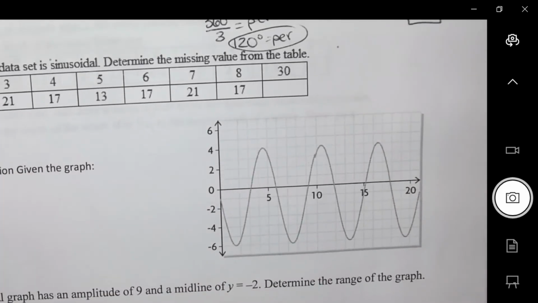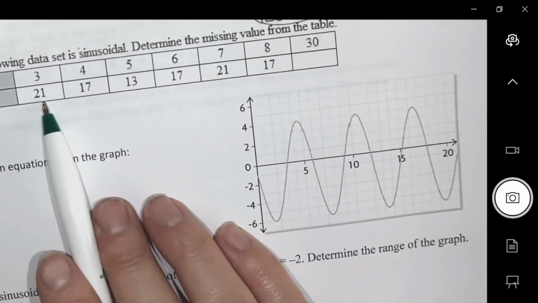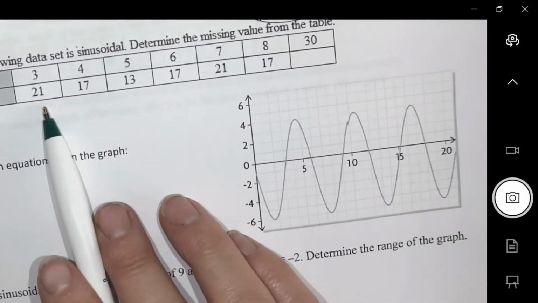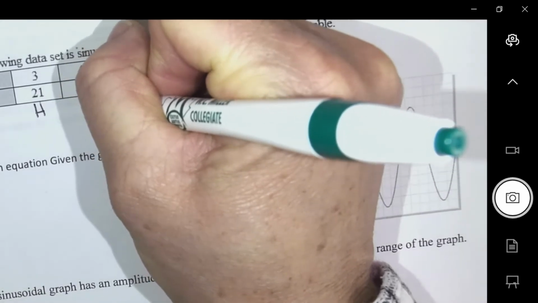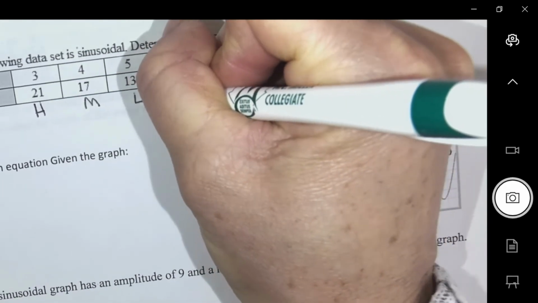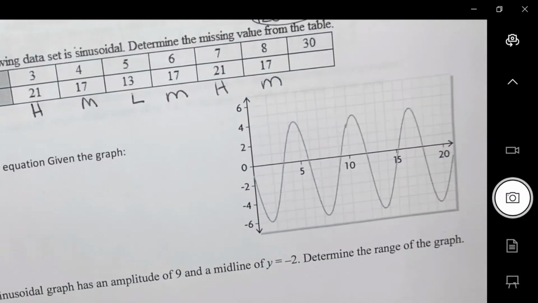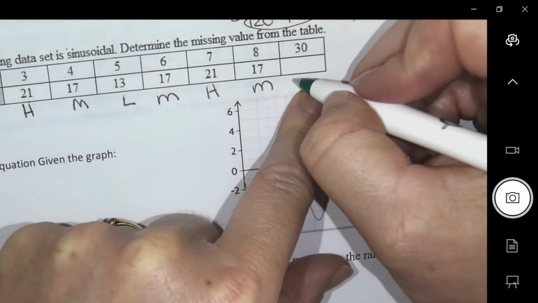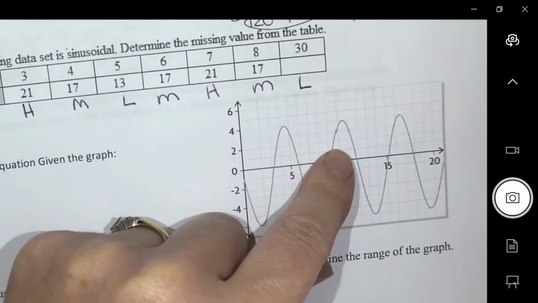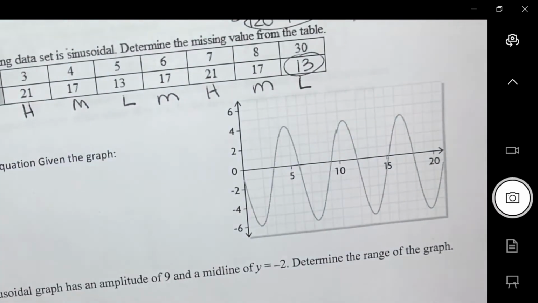Okay, following a chart, you'll have one of these on your test. Let's talk about high, middle, low. Can you give me what 21 would be? A high, a medium, or a low? That looks like a high. This looks like a middle value. Low, middle, high, middle. So what's the pattern going to be doing? High, middle, low, middle, high, middle. We're going to have to get to a low next. So my answer should be 13. Okay, so following a pattern in a chart.